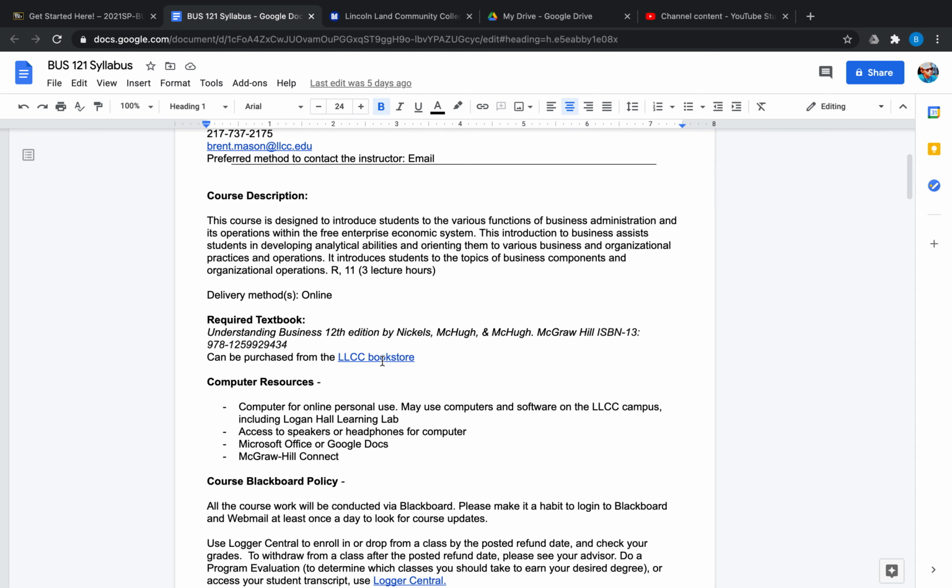So for a course description, this course is designed to introduce students to various functions of business administration, its operations within a free enterprise economic system. The introduction of business assists students in developing analytical abilities and orienting them with various business and organizational practices and operations, and introduces students to topics of business components and organizational operations. So overall, it's just a very basic intro to business course.